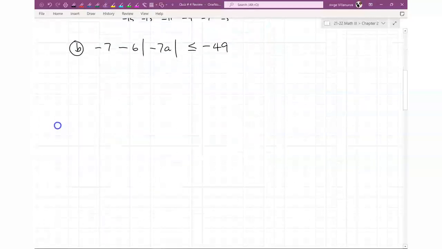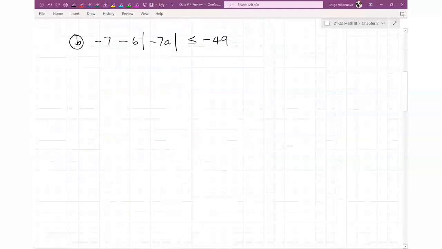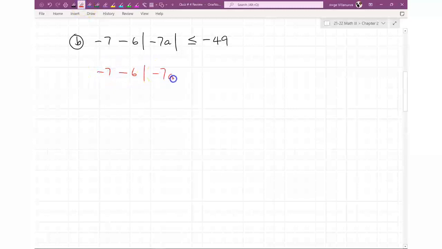I wanted to do one that's a little bit on the tougher side as well. Notice this one does not have the absolute value isolated anymore. The absolute value of negative 7a has a negative 6 next to it and a negative 7 on the left side. We've got to move all that stuff out of there. Let me rewrite this really quick just for my purposes of marking stuff down.